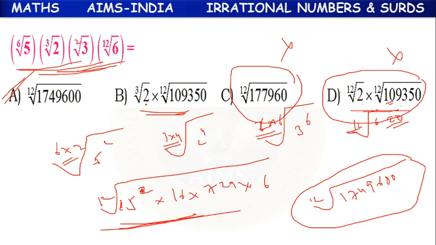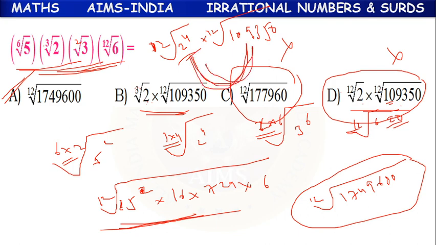Let's check this one. Cube root of 2 means we have to multiply by 4. Then we can write it as 12th root of 2 power 4 into 12th root of 109350. 2 power 4, how much? 16. 16 into this number, if we multiply, it will be equal to this number. So B option also is a correct answer.